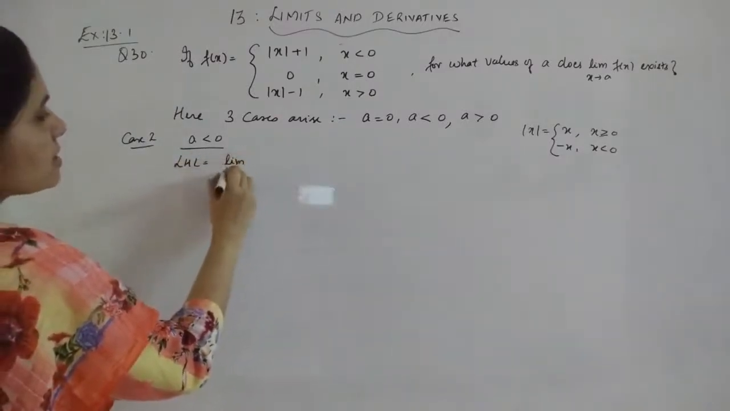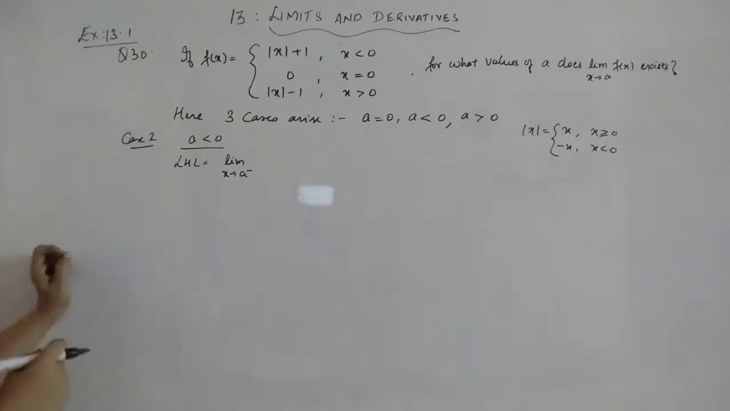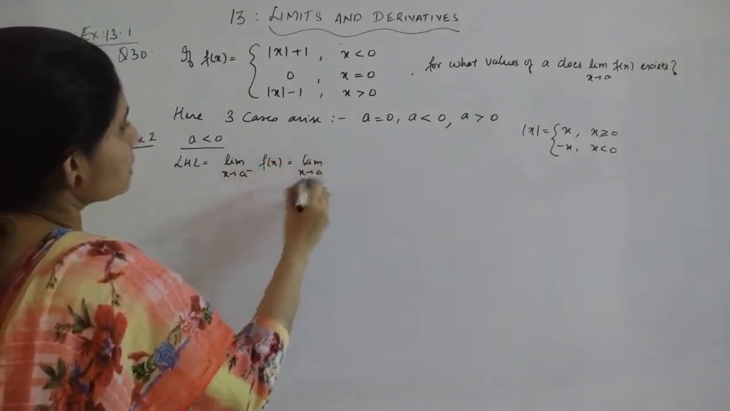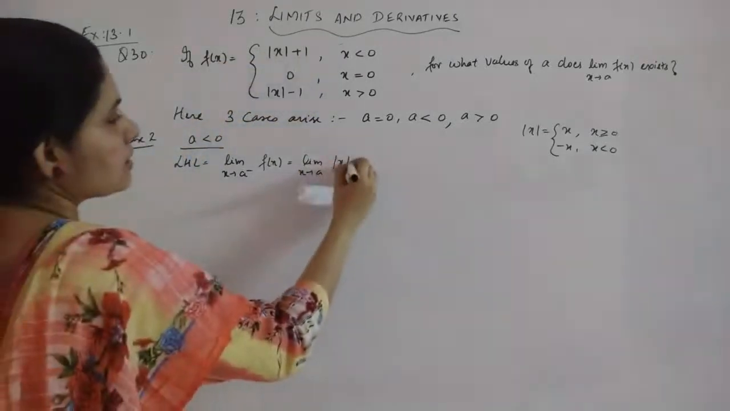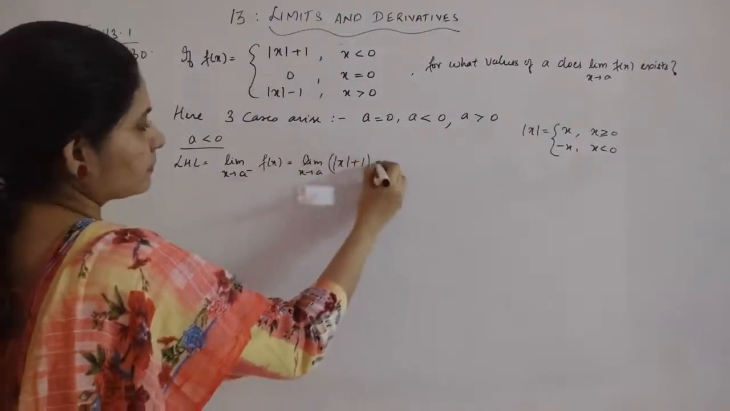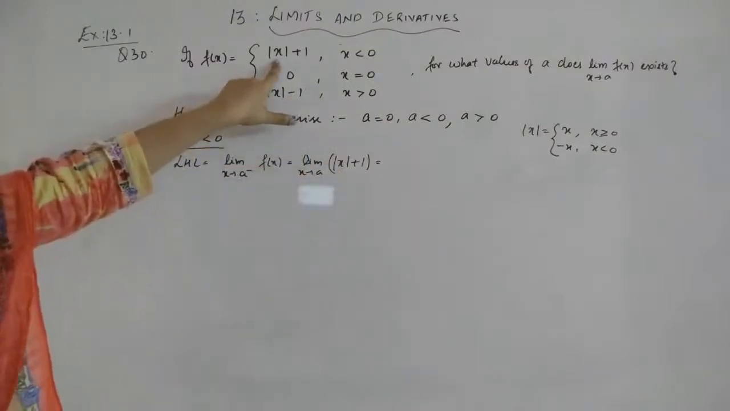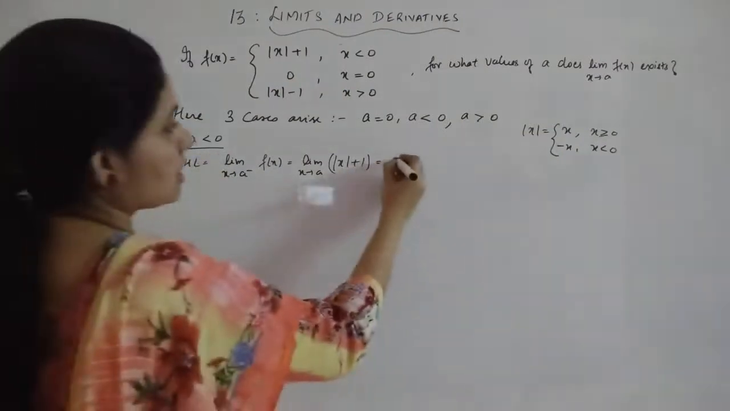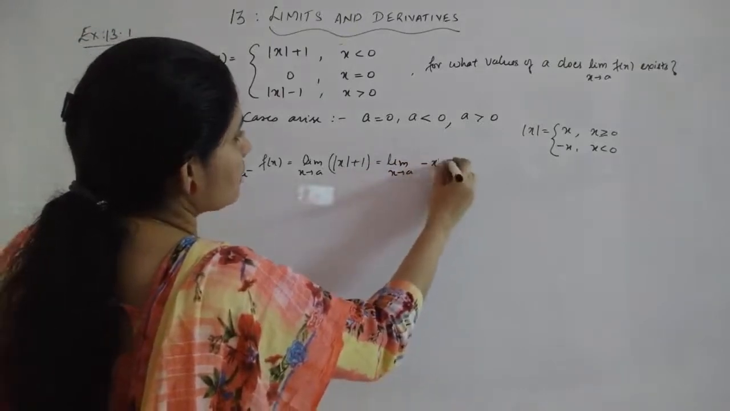It will be limit x tends to a minus, we are not choosing a particular value, in general we are just saying this. This will be true for any value which is less than 0. Limit x tends to a minus f of x, and that will be replaced with, again a is less than 0 means you have to choose the function as this, right? This is mod x plus 1, and then replace here. Again mod x will give you minus x because it is less than 0. Okay, a value which is less than 0.